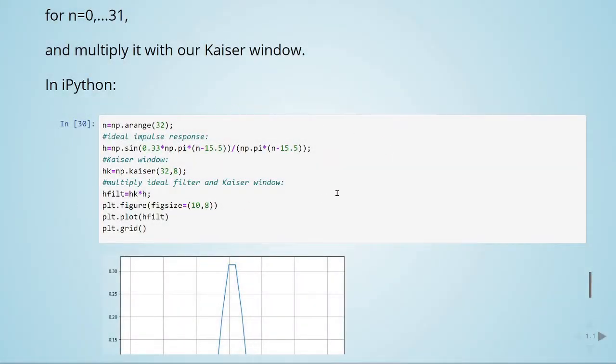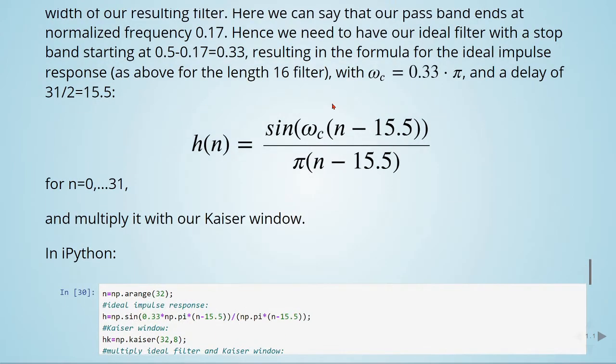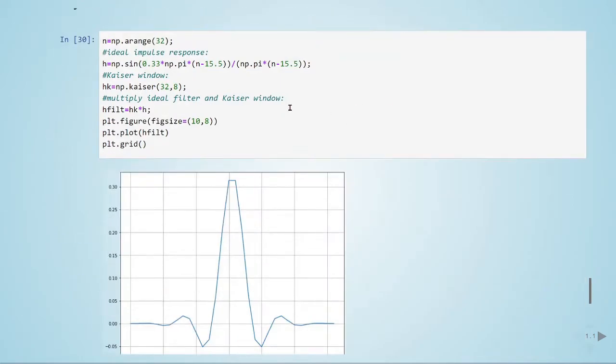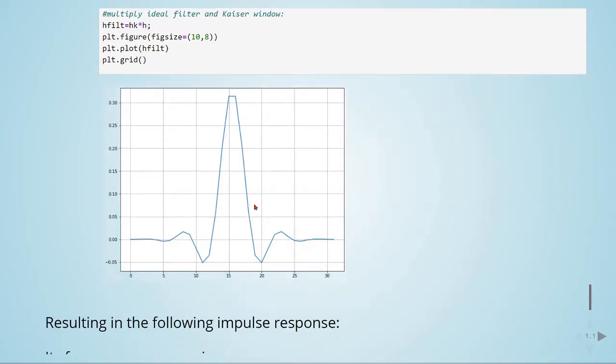So here in Python we have our ideal impulse response, and we have the 0.33 times pi that we calculated before from here. Here we have our Kaiser window, length equals 32 and beta equals 8. We are multiplying the ideal filter and the Kaiser window, and here is the impulse response of our filter.